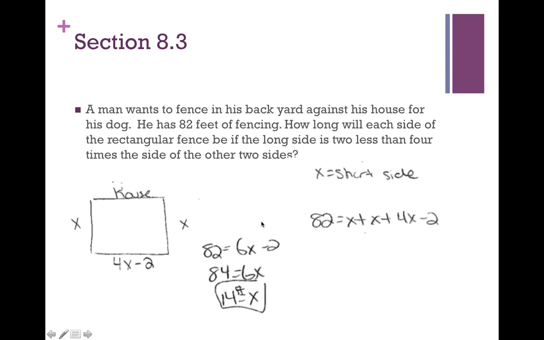Then I did some algebra. X plus X plus 4X is 6X. I move the 2 over to the other side to give me 84, and then divided by 6 to give me 14. Remember, that's the shorter side.